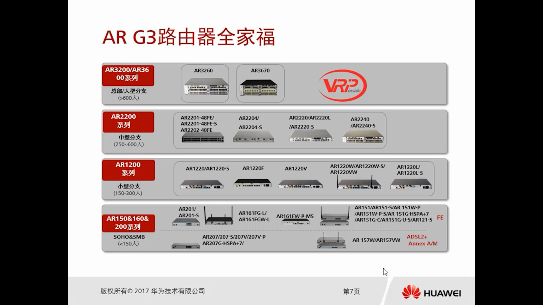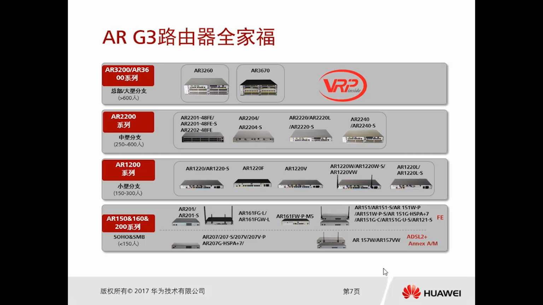A family photo of it: the front has already comprehensively covered the Huawei ARG3 series routers. All models are listed, so it's quite comprehensive. So in general, we can grasp it a bit. Actually, what does the explanation from bottom to top indicate? One of its characteristics is incrementally increasing performance. So the underlying layer is what we mentioned before, the 150, 160, 200 series.